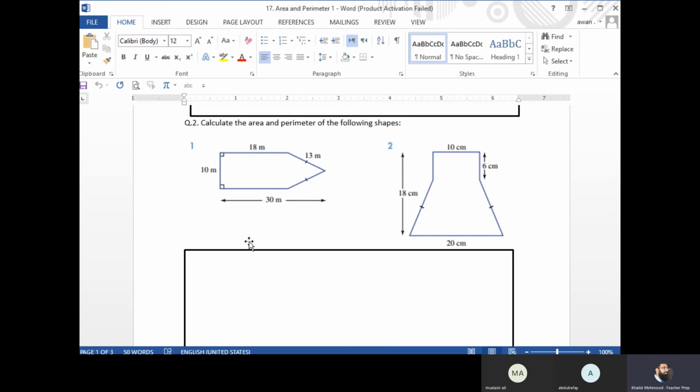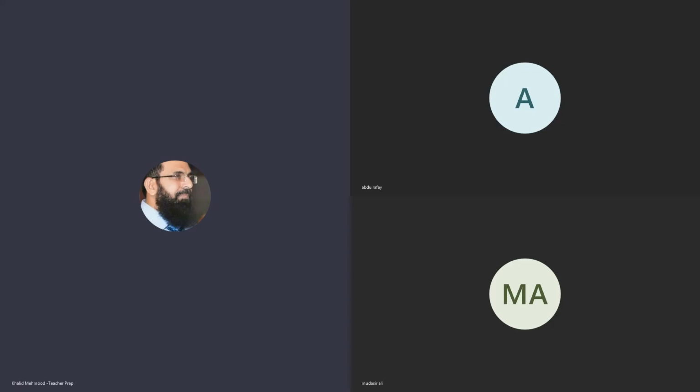So 10 meter at the top, 18 meter upper line, and bottom line is 30 meter, and this length is 13 meter. So we'll not be worrying about this one. So let's check out how we'll be doing it, about the area.